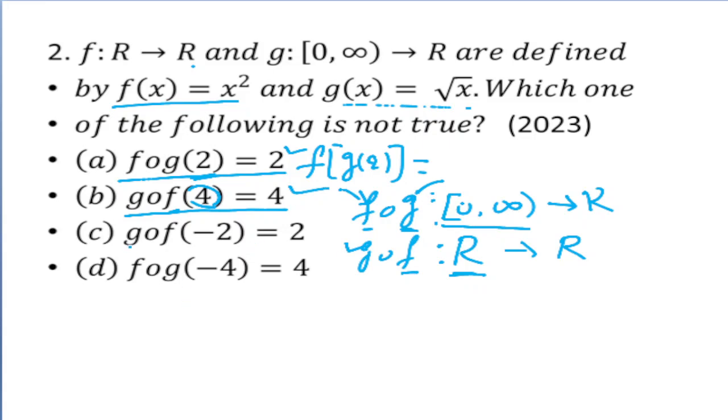We'll go to the next one, g of f of minus 2. Again, the domain of f is the set of all real numbers, as I can choose minus 2 and the value can be any real number. This statement is also true.